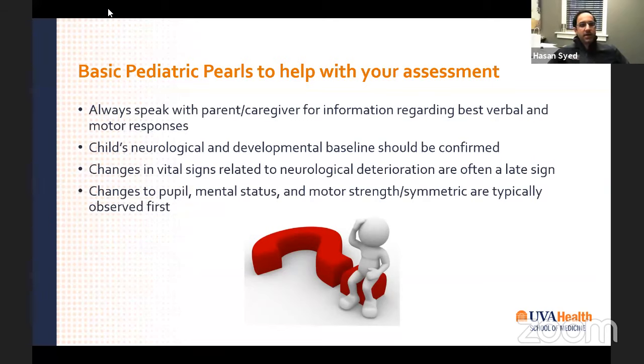So another pearl that we all know is, always speak to the parent and the caregiver for information. Oftentimes the parents are the ones that sort of drive what the next steps are in care, and they know. And I find this especially important in terms of evaluating patients with hydrocephalus and shunt issues in the emergency room. It's also important to note that changes in vital signs in children as opposed to adults can often be a late sign of neurological deterioration, and that's why it's important to focus on other parts of the neurological exam.